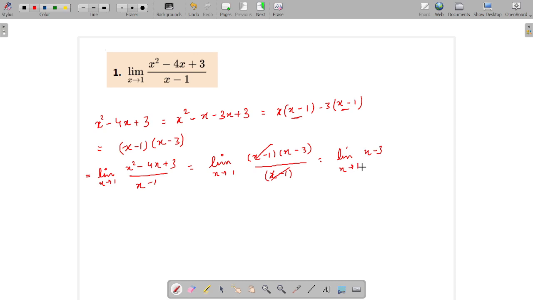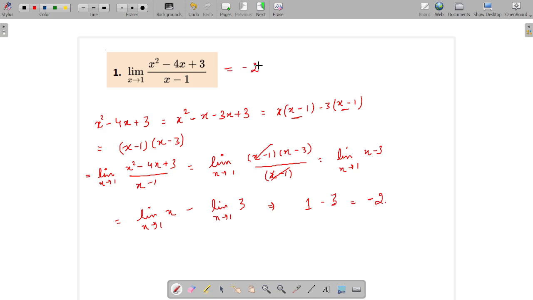Now using the factorization method, using the factors we have, we have removed the indeterminate form. Now we do not have an indeterminate form and we can apply the limit laws here to find the limit. So this is limit x approaches 1 of x minus limit x approaches 1 of 3. So this is 1 minus a constant. This is a constant function, so the limit will be only 3, and hence it will be minus 2. Hence the limit of this function is minus 2.